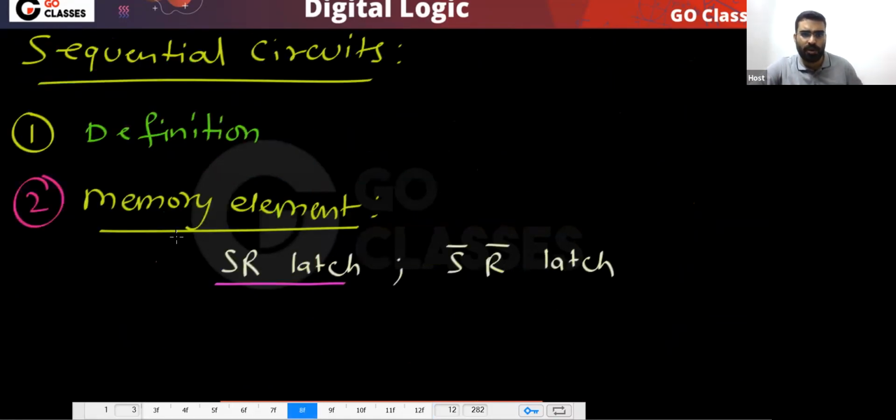So this was the second point. We have seen the definition of sequential circuit. Then we have seen memory element, SR latch, S bar R bar latch. We have seen this, and then we started flip-flop.